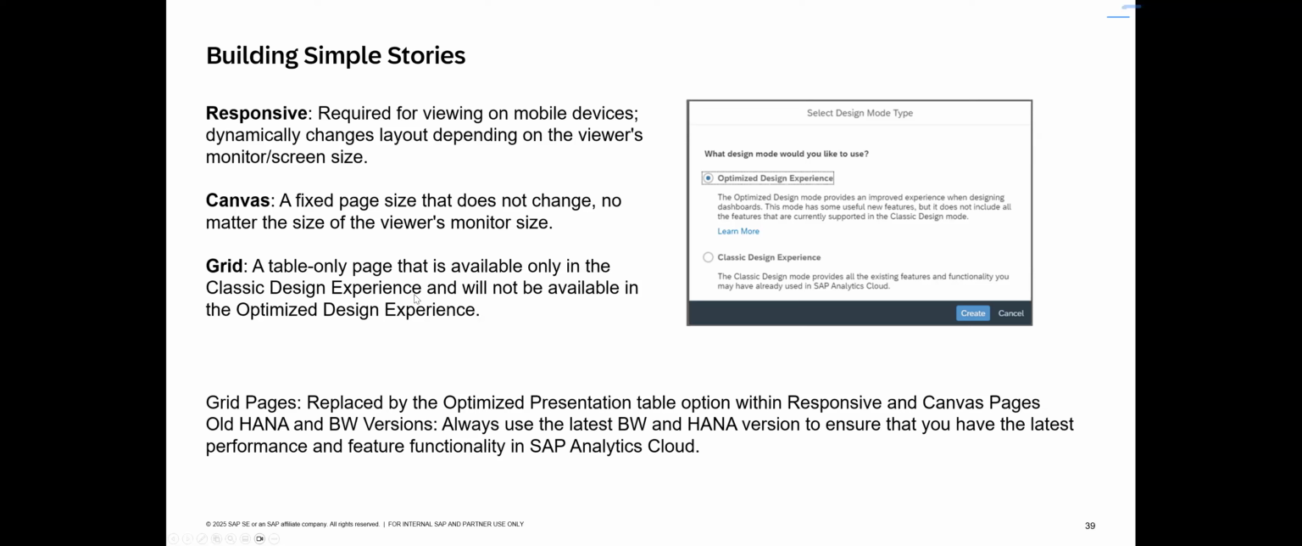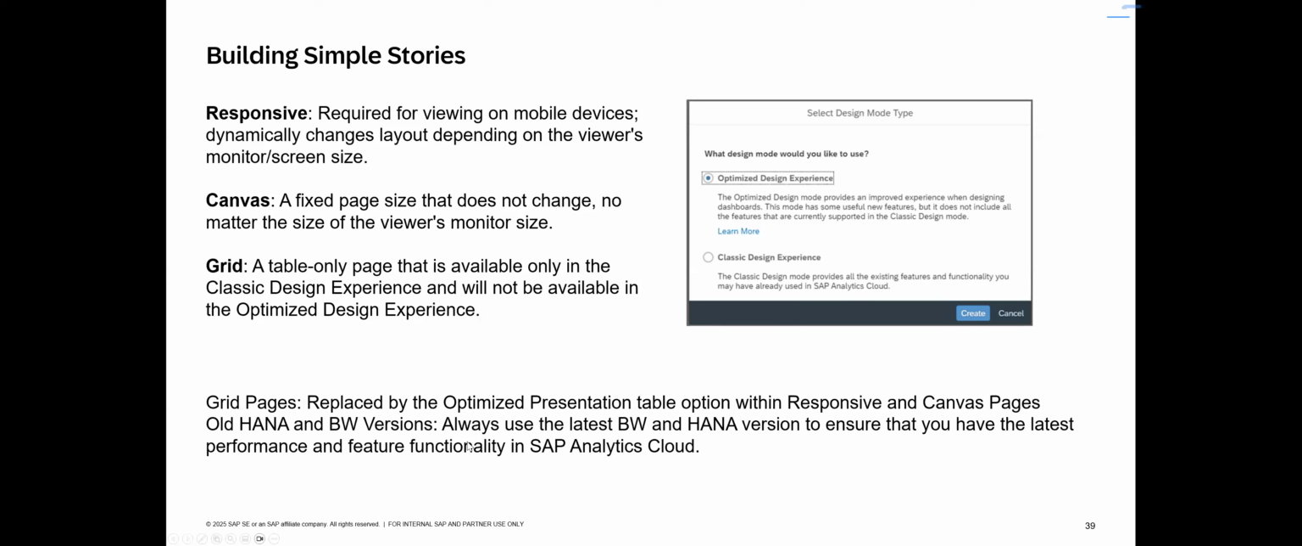So we are not using grid right now, because earlier we used to have a classic design experience. Now we are using the optimized design experience. This classic design we are slowly deprecating, so we recommend not using this. We recommend you always use the optimized design. The table is already available in responsive and Canvas, right?